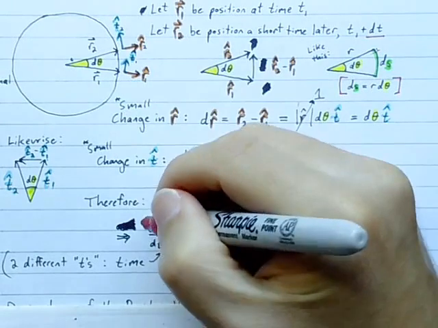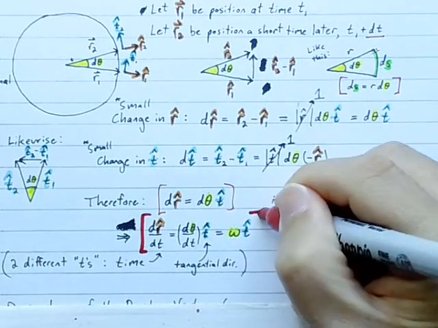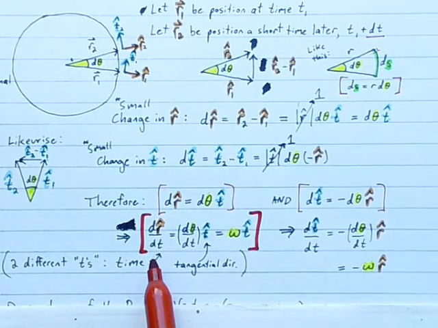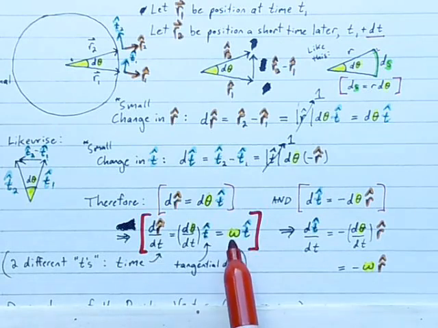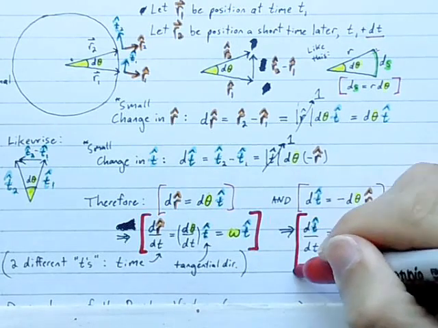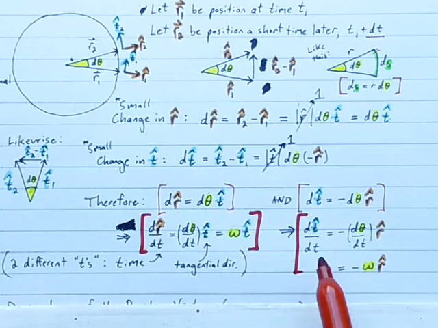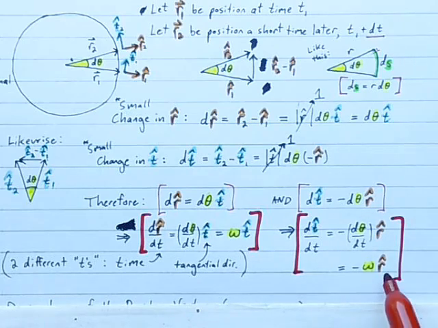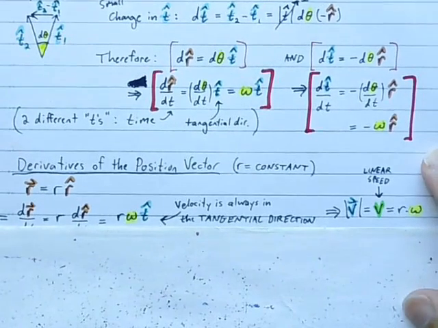So here's what we really want to be able to use. The instantaneous rate of change of the r hat vector is omega times the t hat vector. And the instantaneous rate of change of the t hat vector is minus omega times the r hat unit vector. Here's how we'll use it.